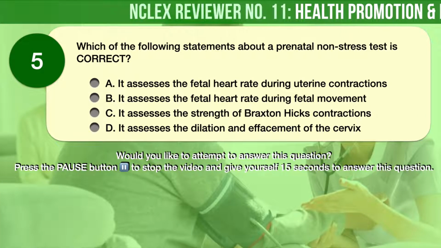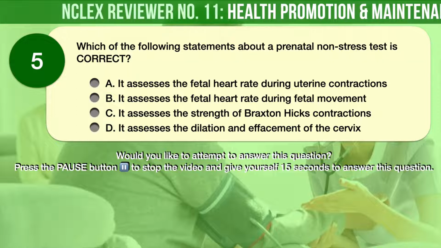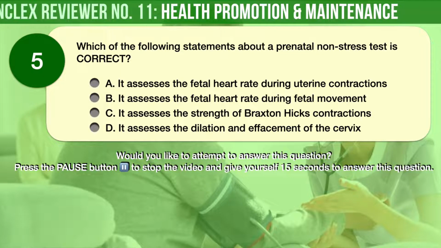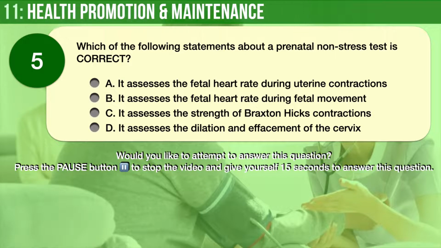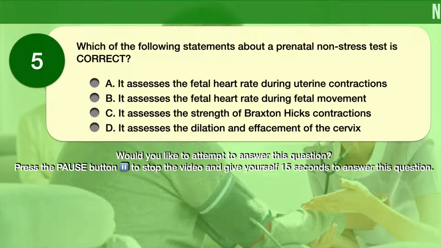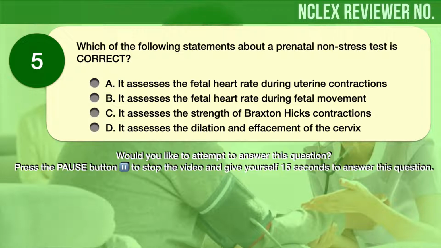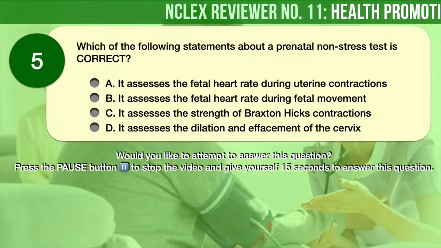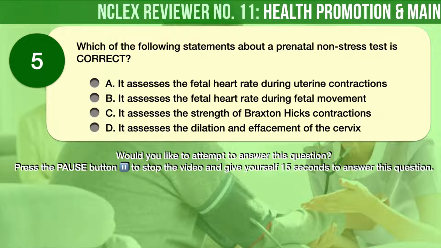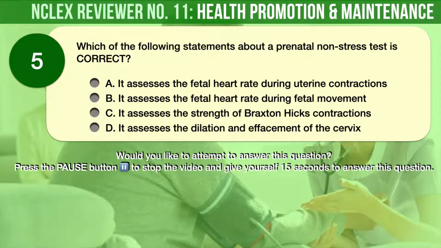Question number 5. Which of the following statements about a prenatal non-stress test is correct? A. It assesses the fetal heart rate during uterine contractions. B. It assesses the fetal heart rate during fetal movement. C. It assesses the strength of Braxton Hicks contractions. D. It assesses the dilation and effacement of the cervix.